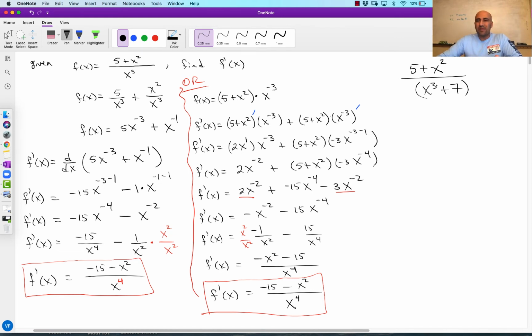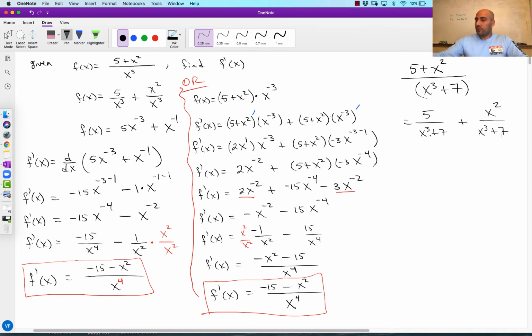I mean, we could do that, but then we'd have some ugly things anyway, right? We could separate it and get 5 over x cubed plus 7 plus x squared over x cubed plus 7, but that didn't necessarily make it easier. Now we have something ugly over here, and I don't even know how to simplify that, right? So we can't just ignore the fraction. So what we want to do is develop a rule that allows us to find the derivative of a rational function by doing something with the numerator and denominator, kind of like what we did with the product rule.